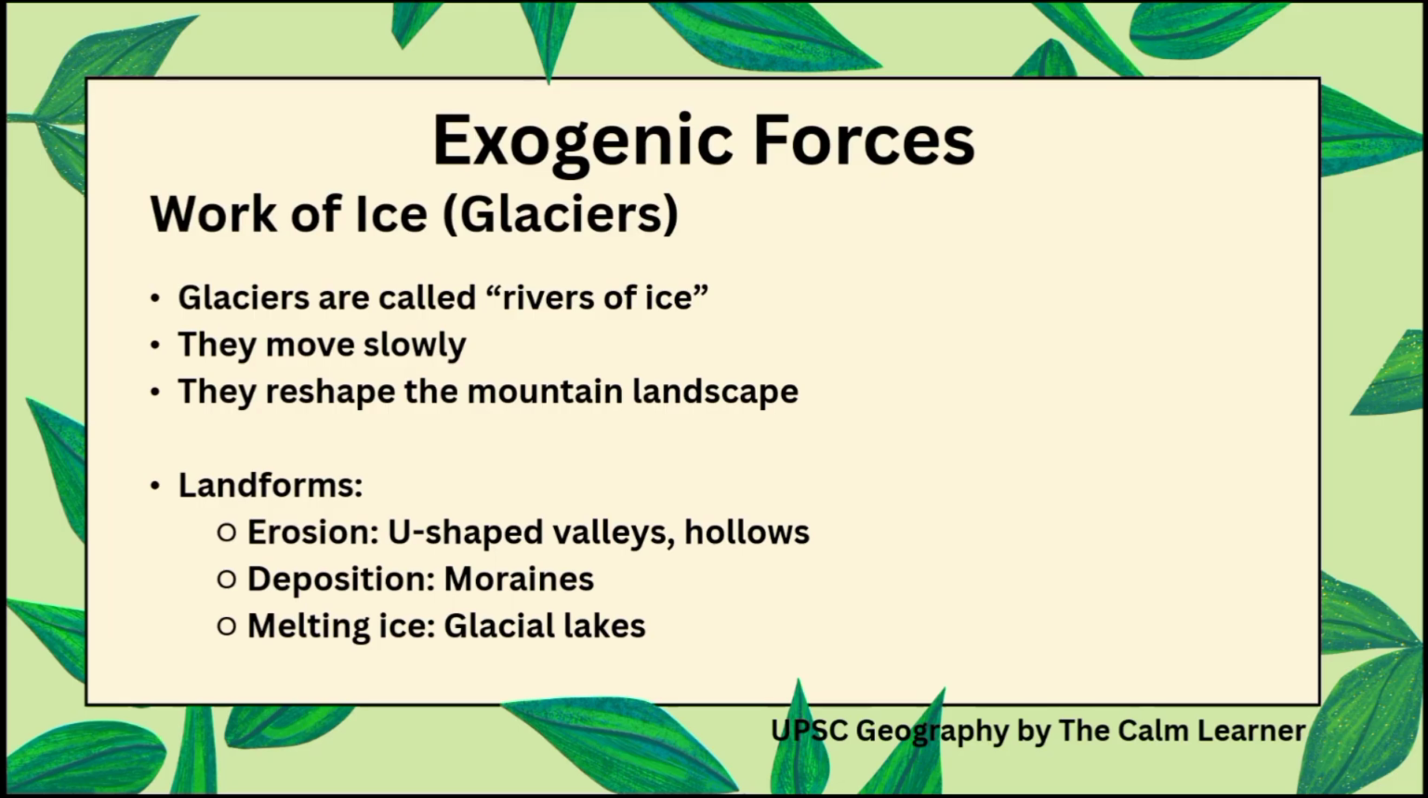Due to erosion, glaciers carve out broad and deep U-shaped valleys and hollows. When glaciers carry and then deposit rock materials like stones, sand, and silt, they form deposits called moraines. Finally, when glaciers melt, the depressions created by them get filled with water. These water-filled depressions form glacial lakes. So, glaciers play a very important role in shaping mountain landscapes through erosion, deposition, and melting.